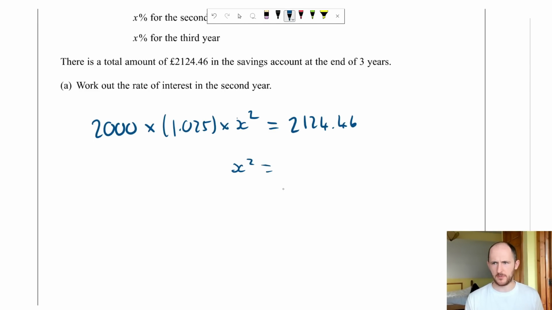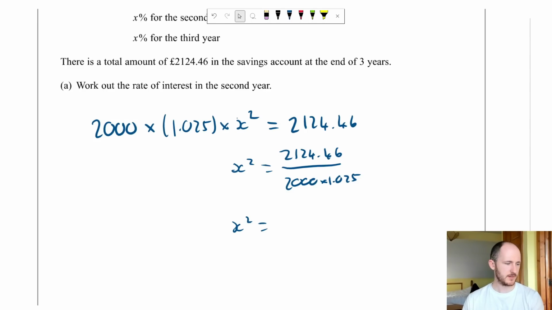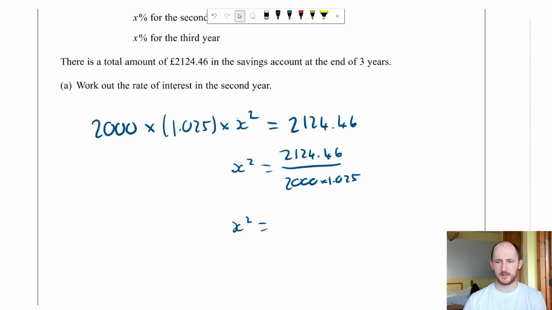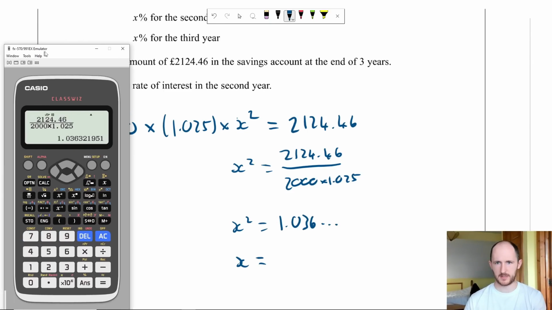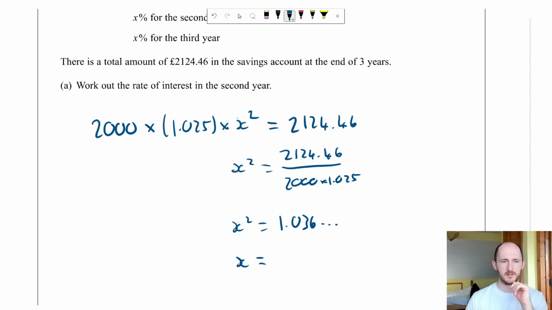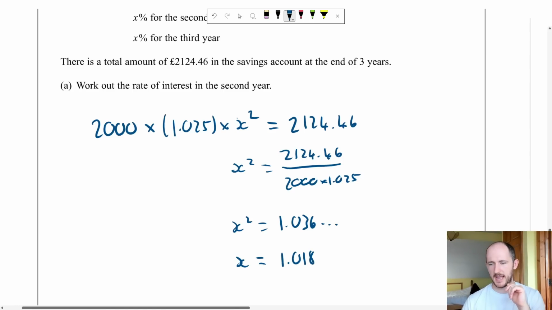So x squared is just going to equal 2124.46 over 2000 times 1.025. So that's x squared equals, then let's just use our calculator. So 2124.46 over 2000 times 1.025 gives me quite a long number. Square rooting it gives me a slightly, was it 1.018? It's going to be embarrassing when I get this. Whoopsies. I mean, I wasn't wrong. 1.018 if I round that.